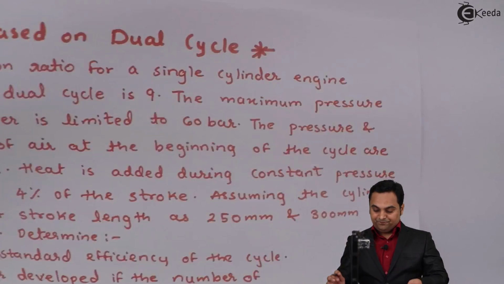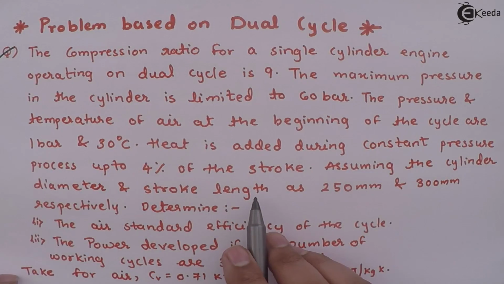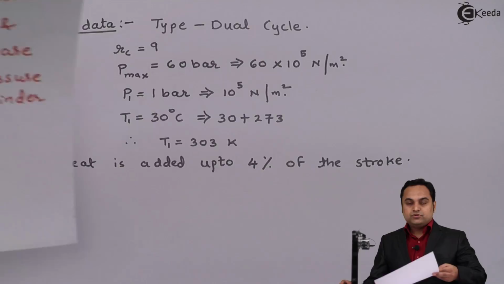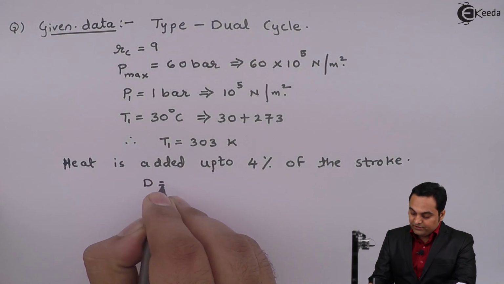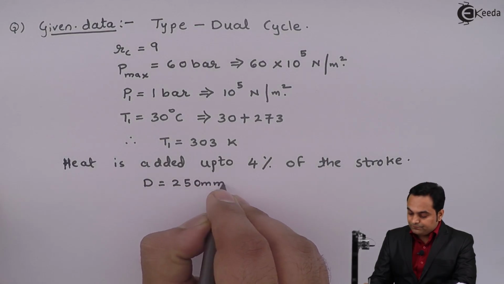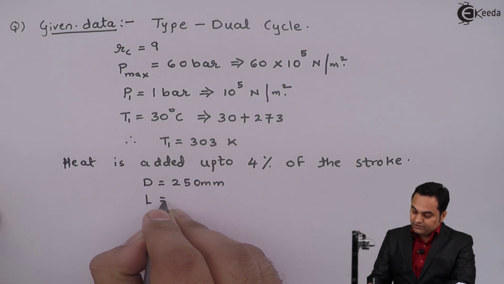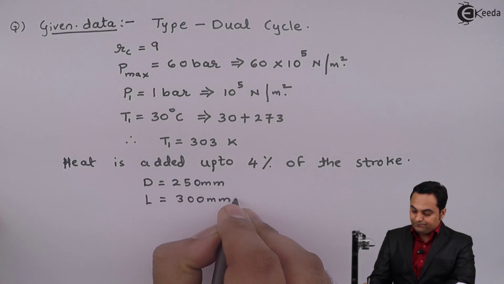Next, assuming the cylinder diameter and stroke length as 250 mm and 300 mm respectively. So the cylinder diameter is capital D, it is equal to 250 mm, and stroke length, which is denoted as capital L, that is 300 mm.